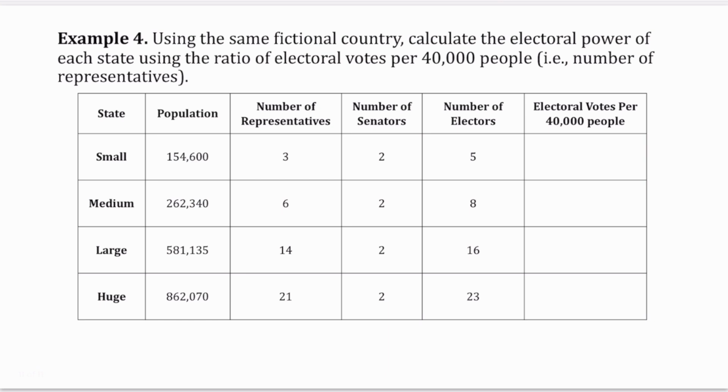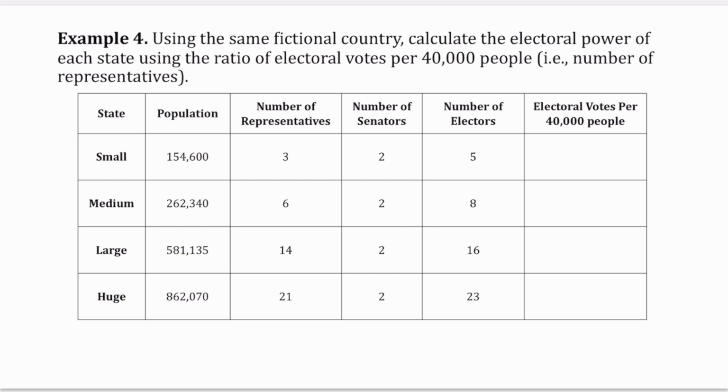Next, we're going to look at electoral power. The electoral power is the value of a person's vote in one state compared to another state. We have an example of this here with example 4. Using the same fictional country, calculate the electoral power of each state using the ratio of electoral votes per 40,000 people, i.e. the number of representatives.